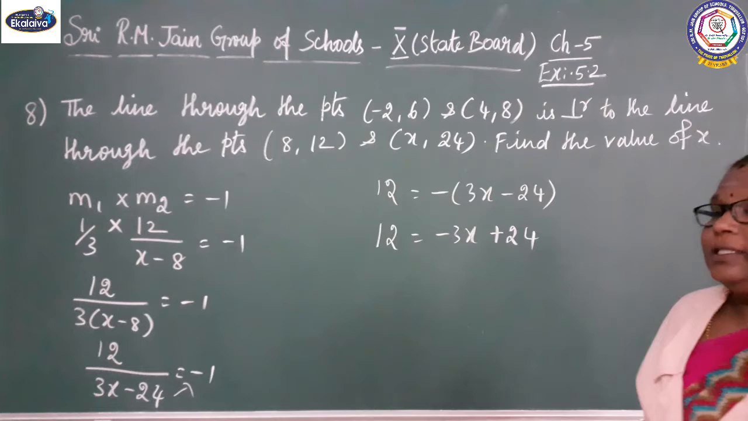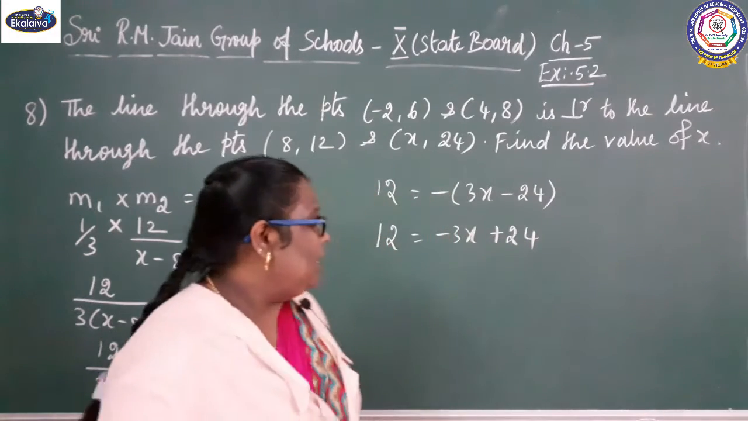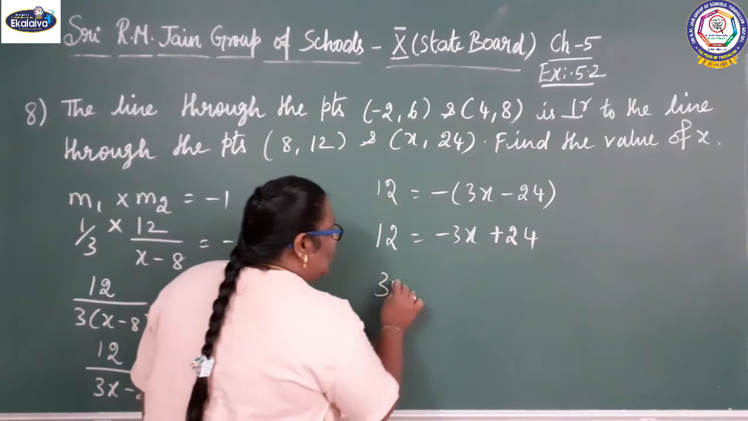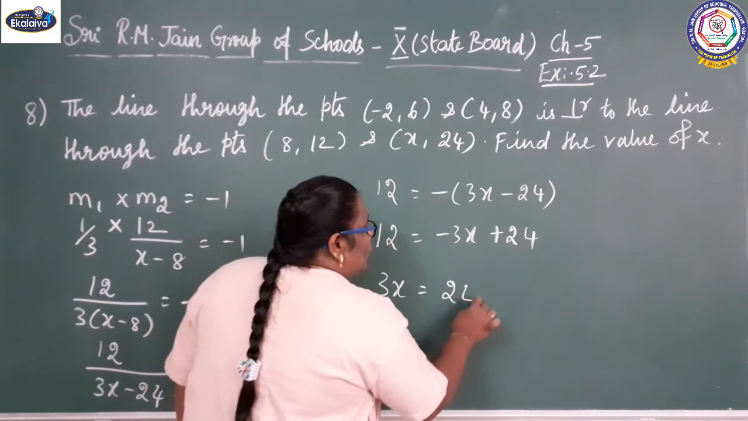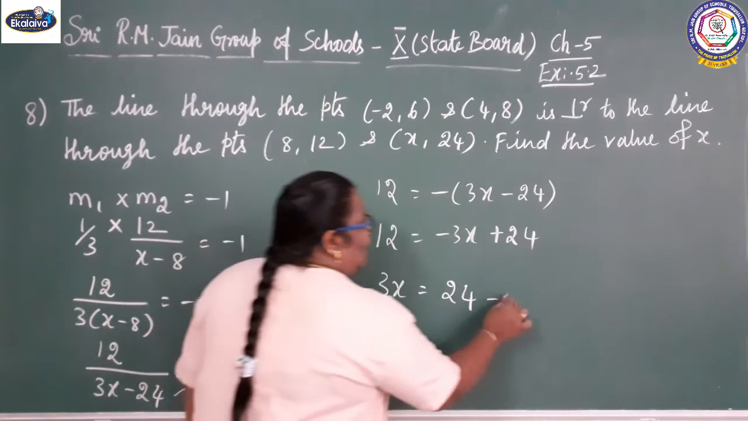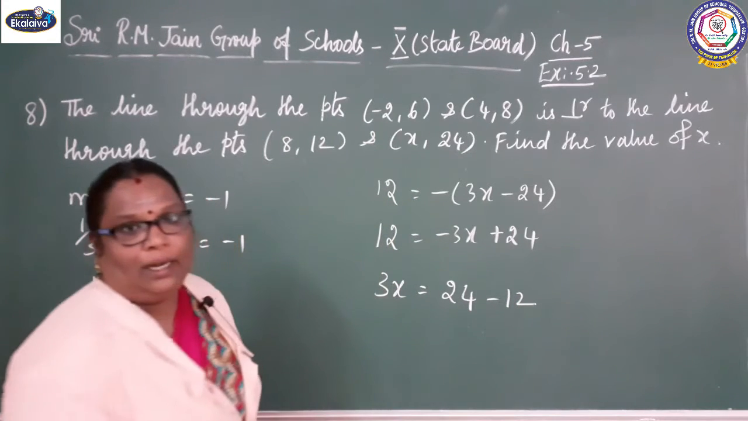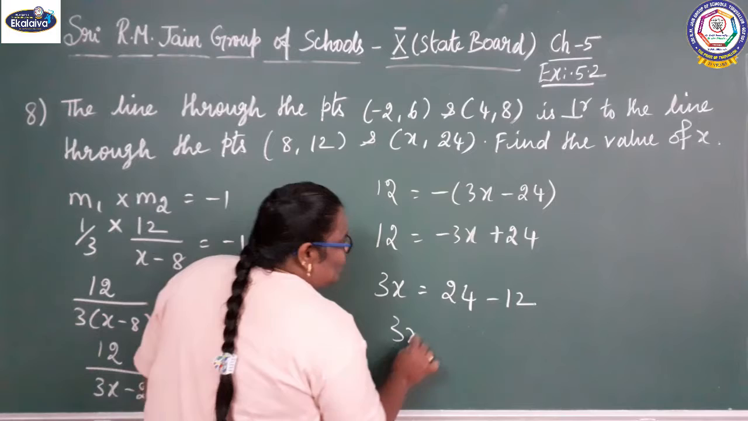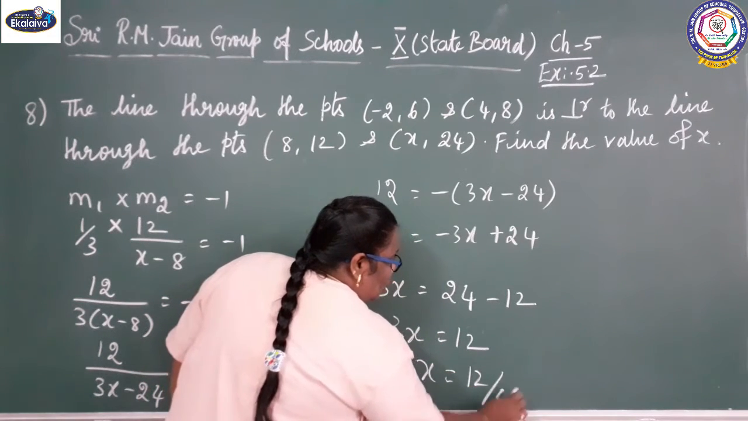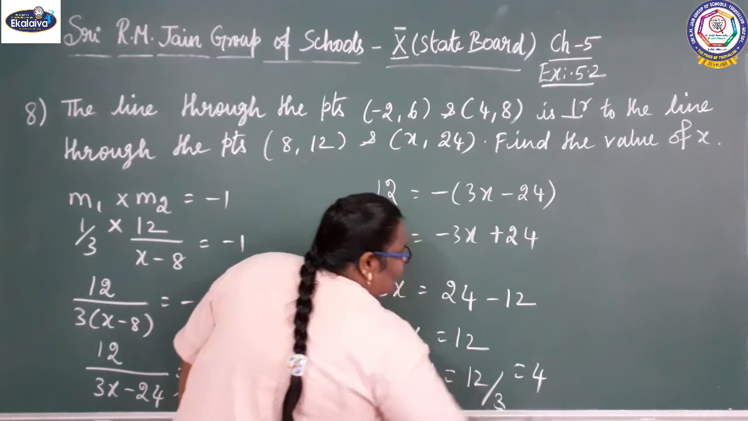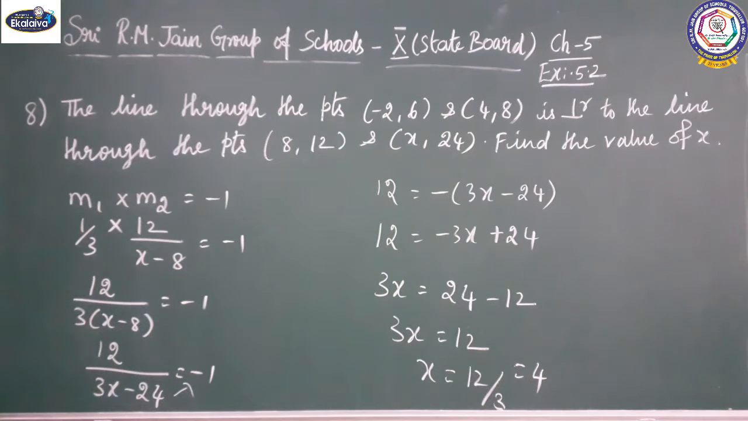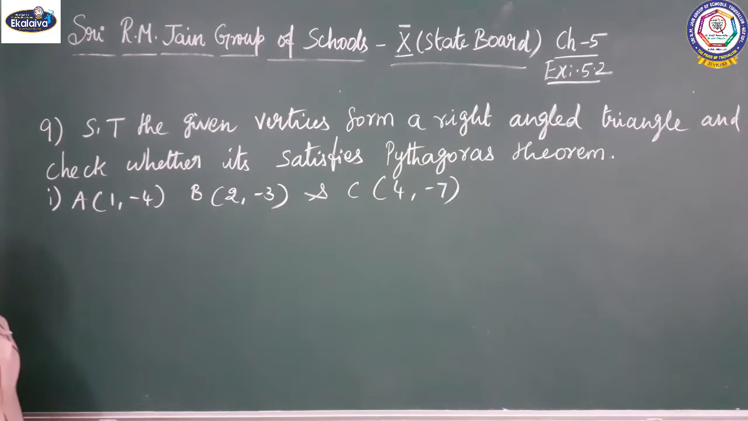Now bring minus 3x to the left hand side, and you get 3x equals 24. Bring the 12 to the right hand side as minus 12. So 3x equals 12. What is the x value? X equals 12 by 3, which is 4. What is the value of x here? X equals 4.